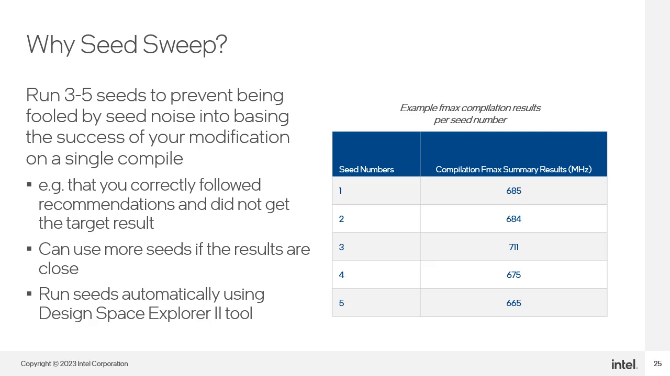You can run the various seeds by changing the seed value in the Quartus Prime settings dialog box, or even easier, run them automatically using the Design Space Explorer 2 tool. Here on this slide, we show the example results of a seed sweep on our test design. If a solitary compile had produced the results of seed number 3, then we might have assumed that the modification failed. But as you can see, running the seed sweep, we can confirm that multiple compile runs were able to meet the 741 MHz predicted by fast forward compile.